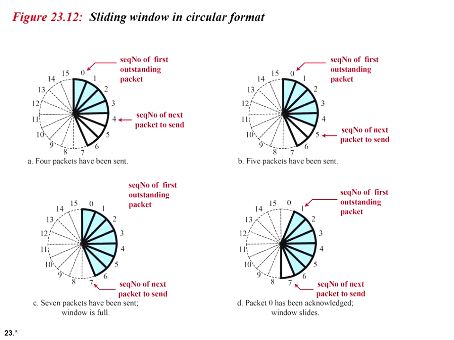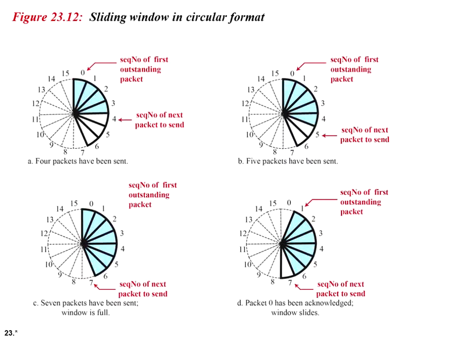Now the sequence numbers use modulo 2 raised to the power m, so a circle can represent the sequence numbers from 0 to 2 raised to the power m minus 1. Now the buffer is represented as a set of slices, which is called the sliding window, and it occupies part of the circle at any time.